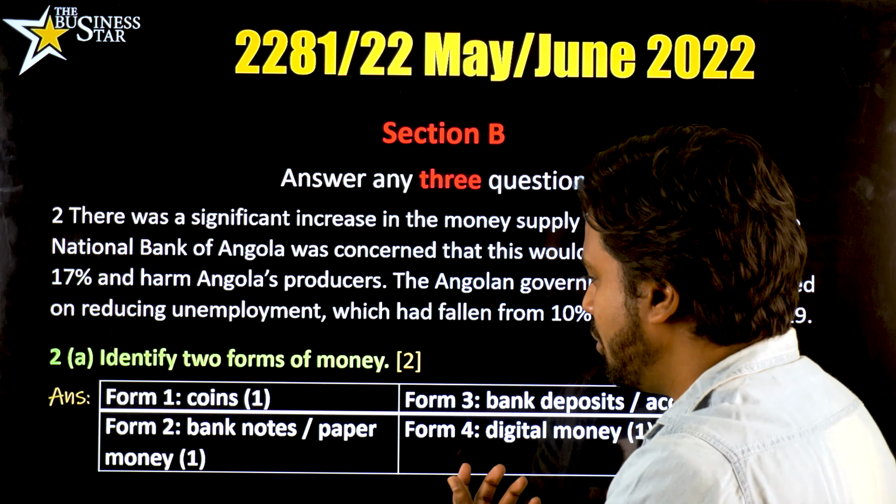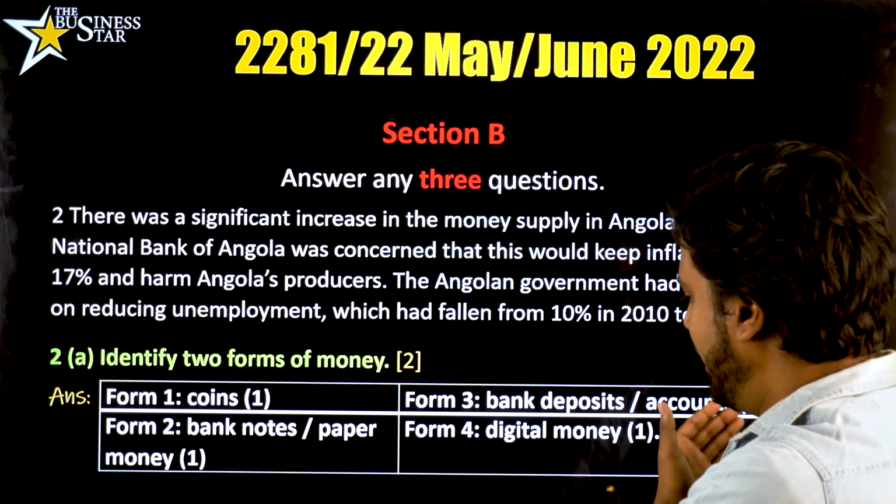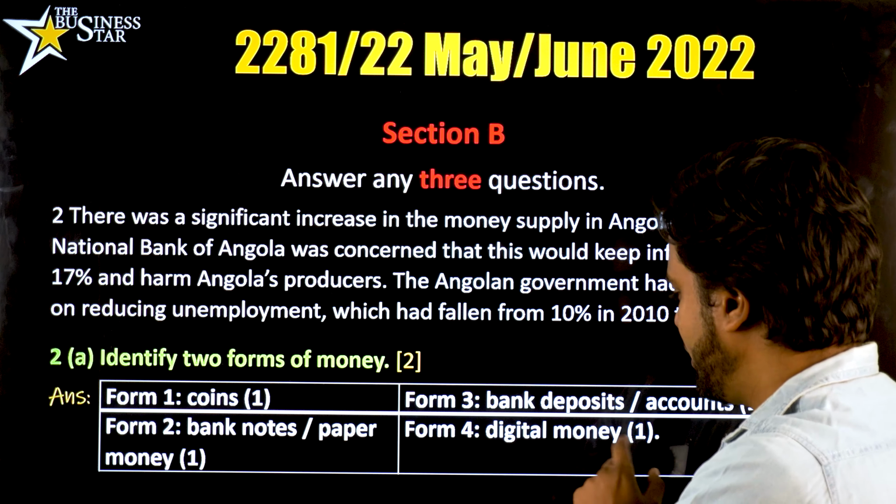So the 2 forms of money could be coins, banknotes, bank deposit accounts, bank deposits or bank accounts. You can keep the money in the bank account, or digital money.